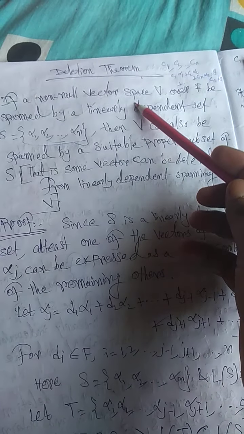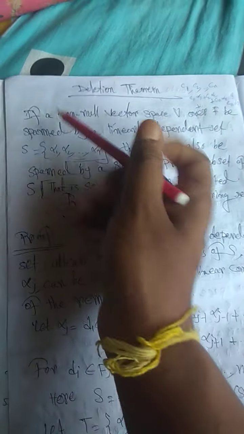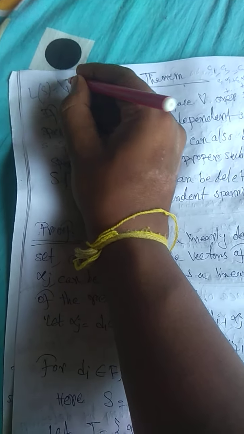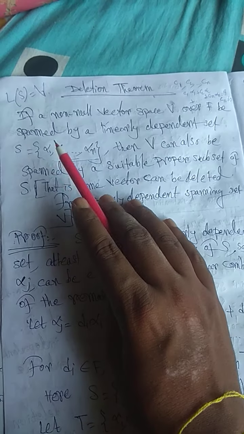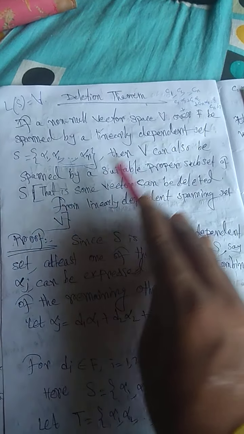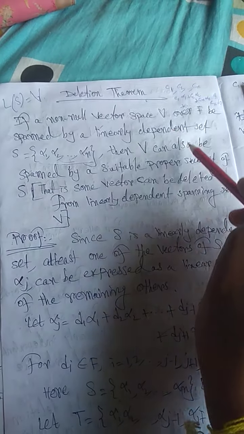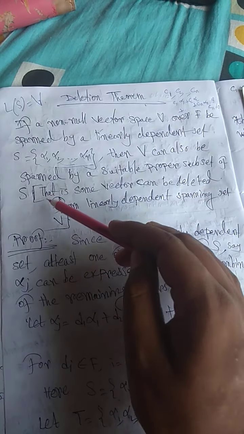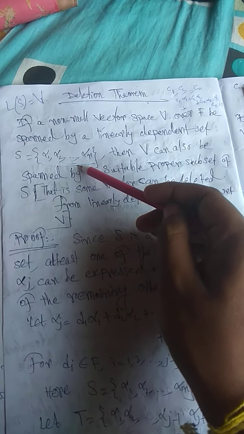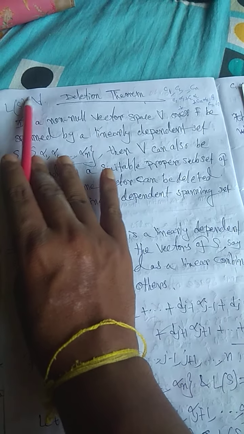If a non-null vector space V over F is spanned by a linearly dependent set S, spanned means L of this set is equal to the total vector space V. Span means L of this total set is equal to this vector space V. If V is spanned by this set S, then V is also spanned by a suitable proper subset of S. That is, if we delete, let's say, one vector from this set, or let's say two vectors from this set, then there is no change in this spanning part.